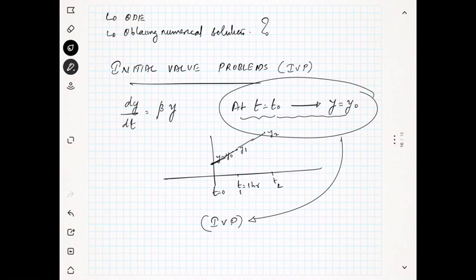And suppose, then what do we mean by the final value problems? Boundary value problems. Okay.